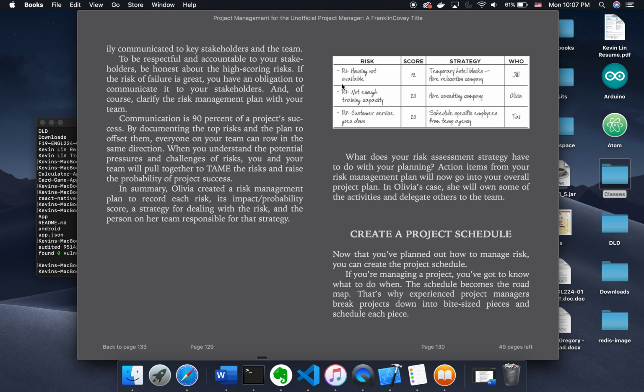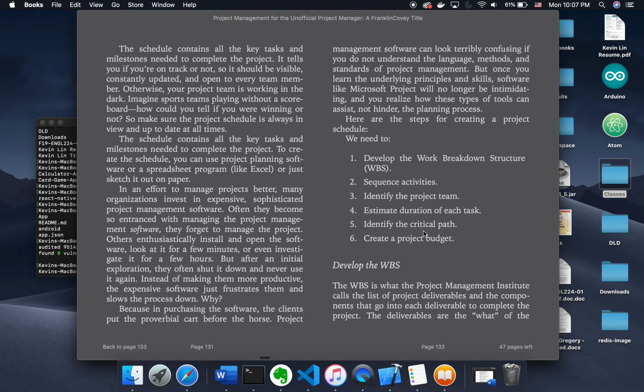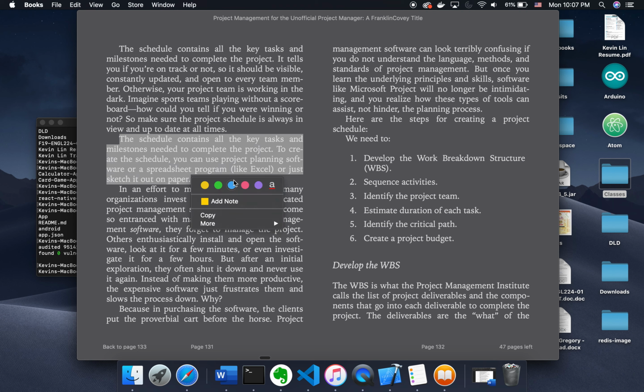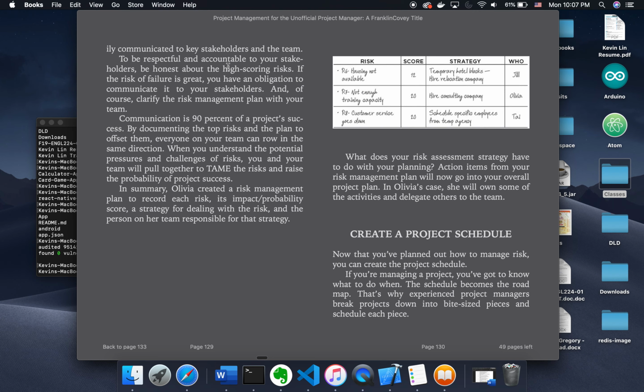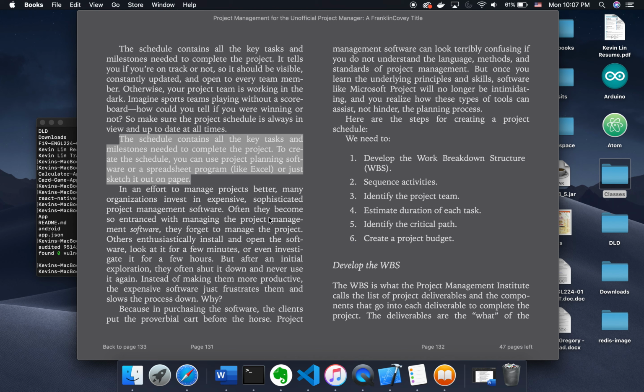So, for example, he talks about right here what the risks are, how significant it is, and what's the strategy to deal with it. This is how we plan out how to handle these risks once we actually get into it. And then creating project schedules. Here he talks about using Excel, a notebook or a piece of paper to write down what are the risks that we're dealing with and how we handle it. So just like that other picture right here, but a much more in-depth version.